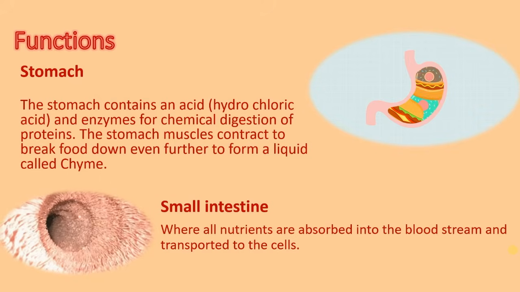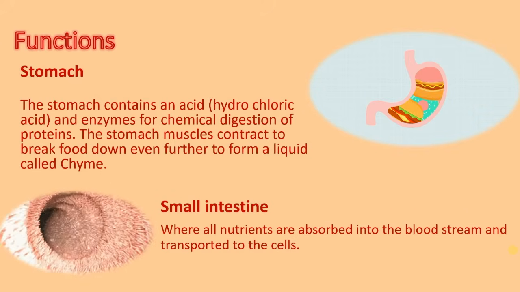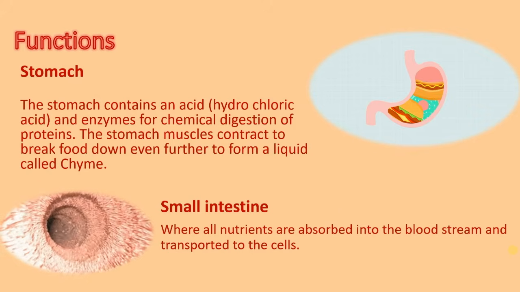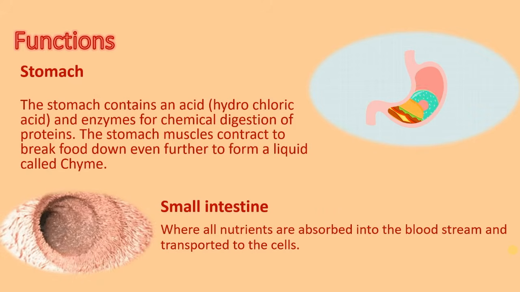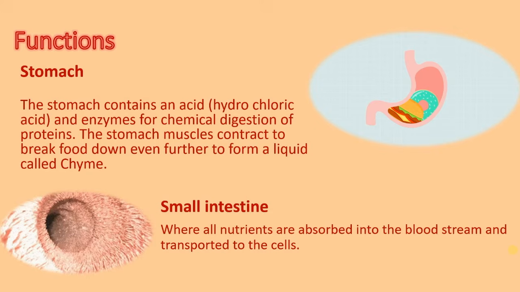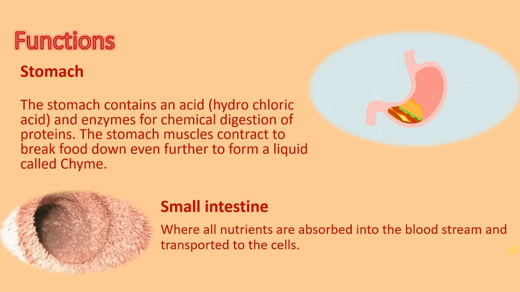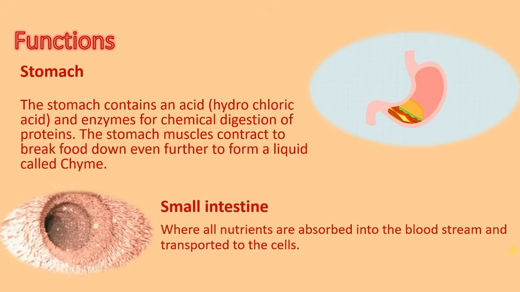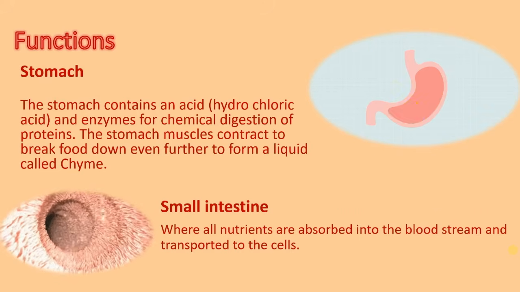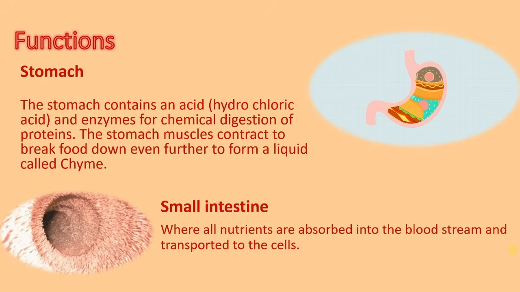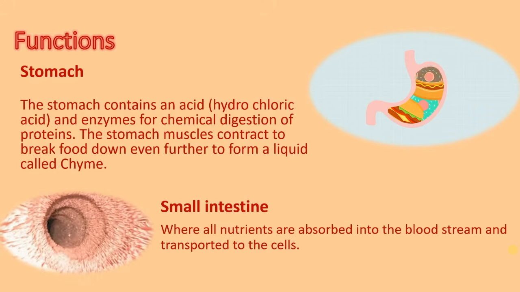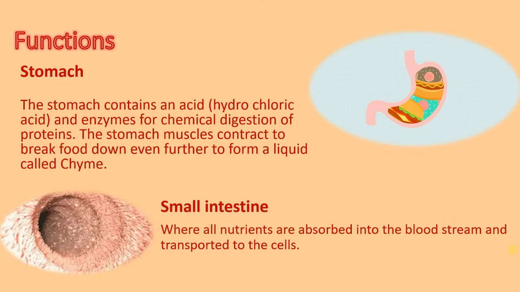The small intestine is where all nutrients are absorbed into the bloodstream and then transported to the cells. There's also a lot of digestion that takes place in the small intestine. This is where most digestion takes place. So digestion of carbohydrates, fats, which are also known as lipids, and proteins as well.